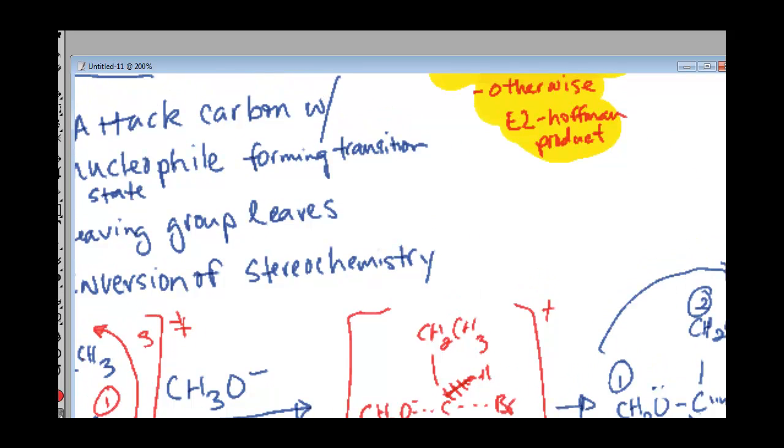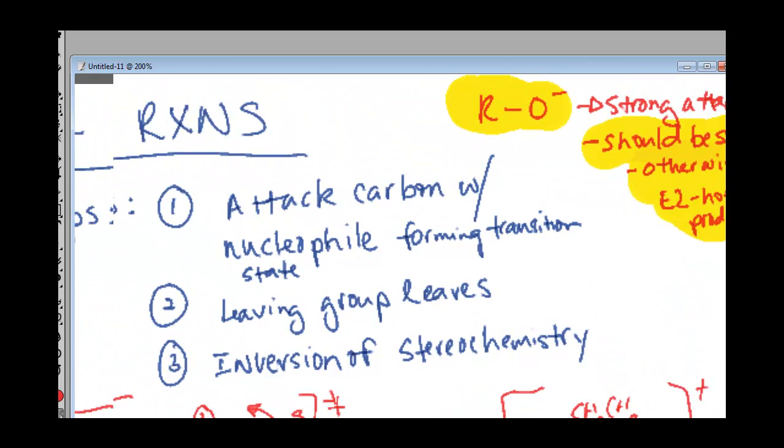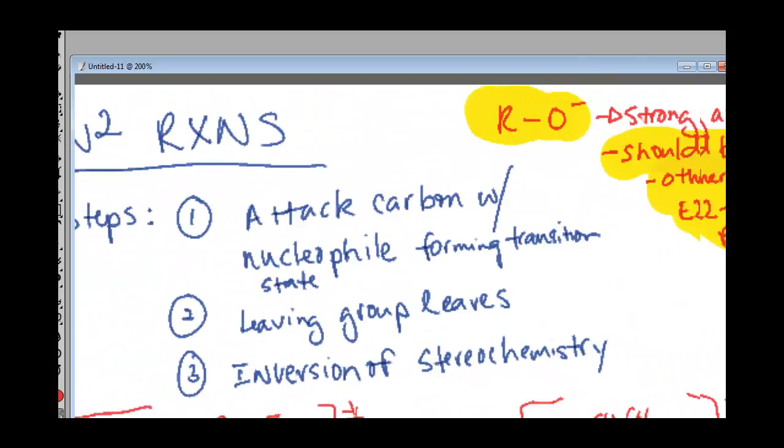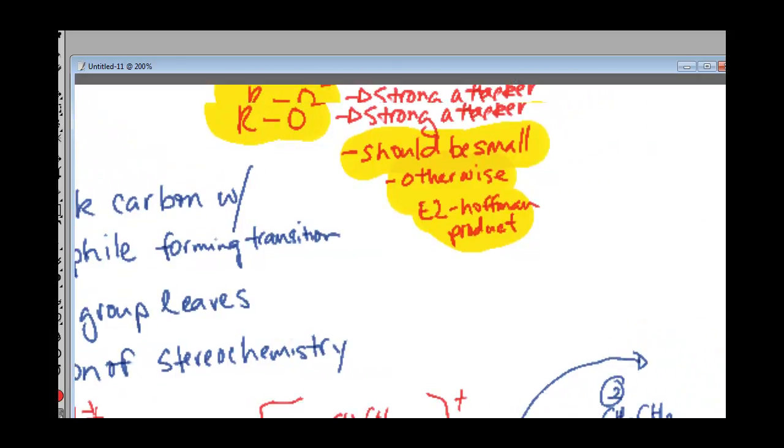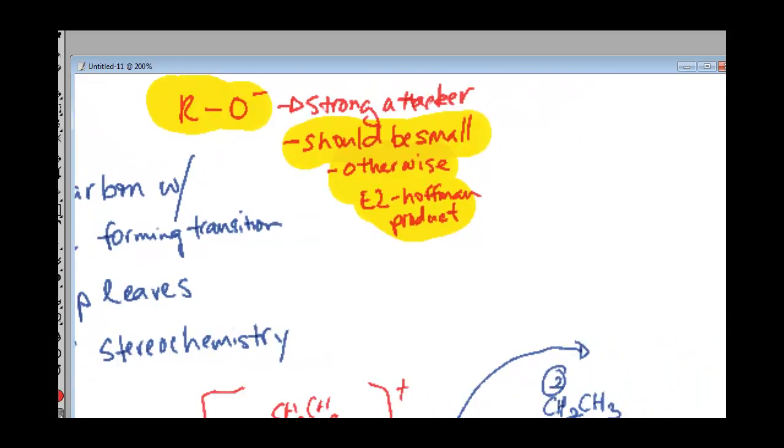So make sure you practice. There aren't too many ways you can slip up on the SN2s. Just know that it has to be a strong attacker, some sort of alkoxide ion or the hydroxyl ion or something like that. Okay, cyanide. These are all strong nucleophiles.